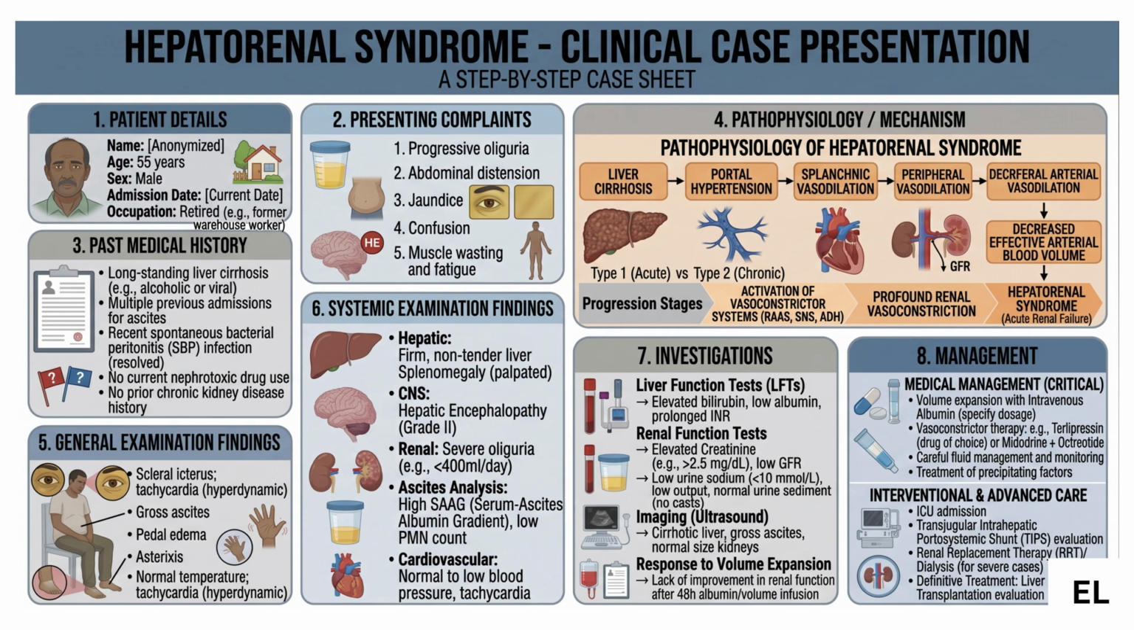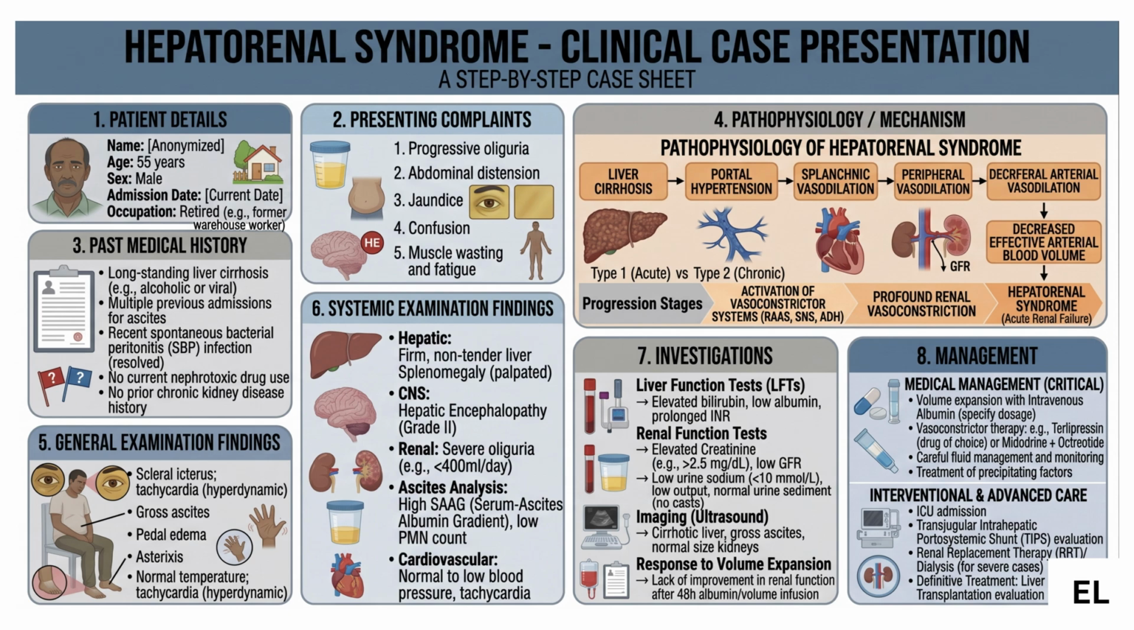Now let us move into the core pathophysiology and mechanism of hepatorenal syndrome, which is one of the most important concepts in this image. The process begins with advanced liver cirrhosis leading to portal hypertension. As portal pressure increases, profound vasodilation occurs within the splanchnic circulation, which refers to the blood vessels supplying the gastrointestinal organs.